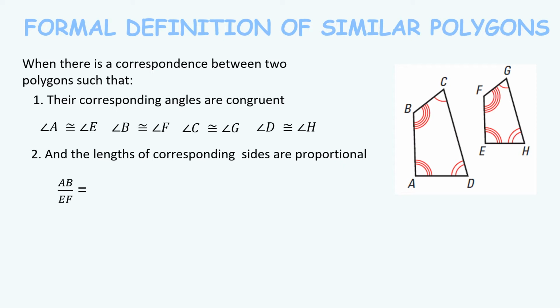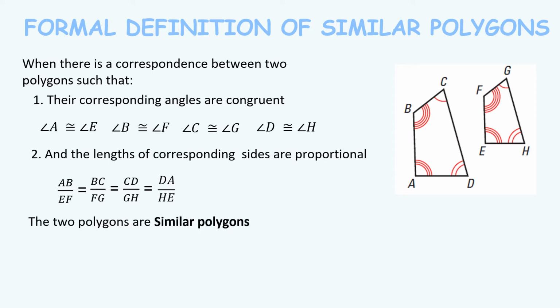And since they are proportional, this is supposed to be equal, for example, to the ratio of the side BC and the side FG that are corresponding sides. Then also we can see that the sides CD and GH are corresponding, so the ratio CD over GH is equal to the previous ratios. And we're missing one more. DA corresponds to HE and is equal to the previous ratios. So this is the meaning of lengths of corresponding sides are proportional.